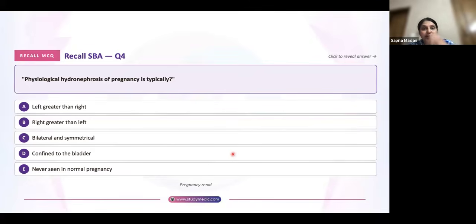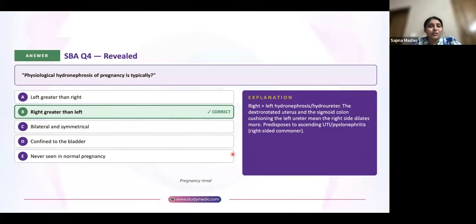Physiological hydronephrosis of pregnancy is typically left greater than right, right greater than left, bilateral symmetrical, or confined to the bladder, or never seen in normal pregnancy. It is right greater than left, and we've discussed it pretty often, because of the dextrorotation of the uterus and protection of the sigmoid colon on the left side. So the right side will have more pressure, and that will get dilated more. This will predispose the patient to ascending UTIs and pyelonephritis, and it is commoner on the right side.